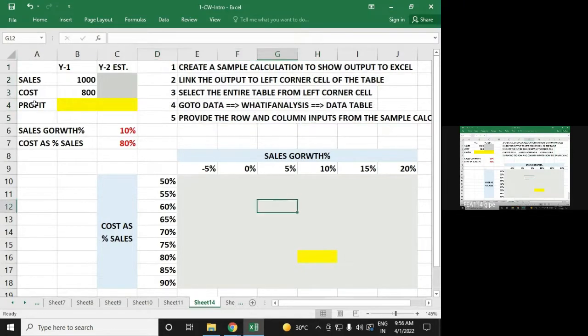But first, let me explain the case. We have a simple forecasting example. You have sales for the first year as 1000 and cost as 800, and second year you want to estimate the profit. How are you going to estimate the profit? Sales growth for year 2 is 10% and cost as a percent for year 2 is 80%. तो सेकंड ईयर में आपका सेल 10% से बढ़ने वाला है और जो भी आपका सेल होगा उसका 80% आपका होगा कॉस्ट. तो आपका प्रॉफिट कितना है ये आपको निकालना है.